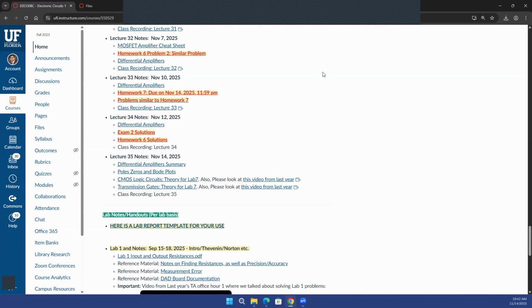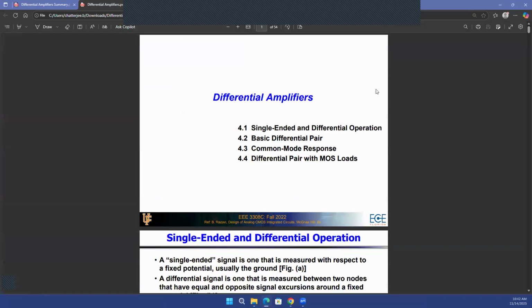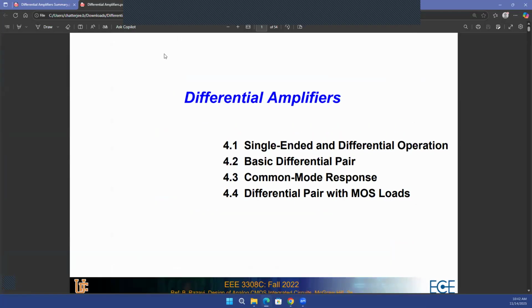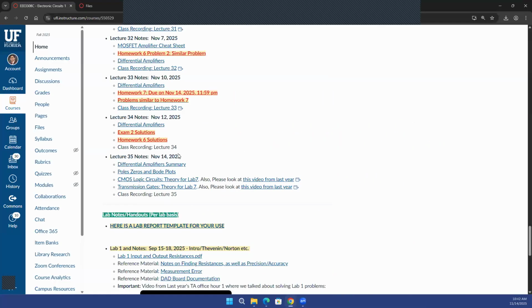So today we are going to talk about differential amplifiers and try to finish what we started discussing in the last lecture. But before going into the details, on Canvas, I have uploaded the CMOS logic circuits theory for Lab 7 and transmission gates, which is also required for the theory for Lab 7. So I have uploaded these two documents on your Canvas.